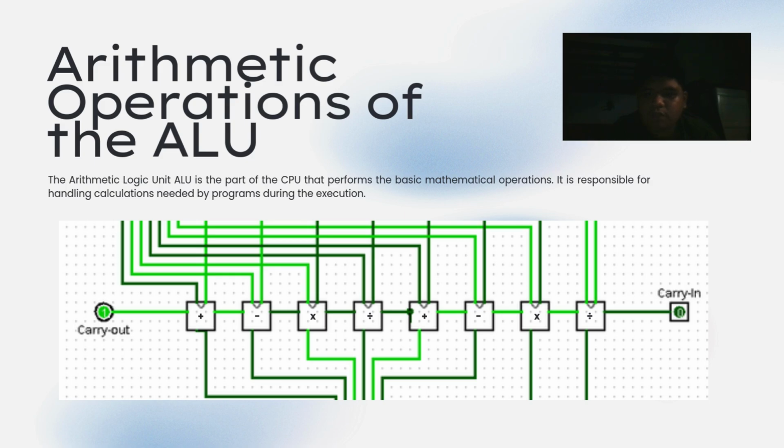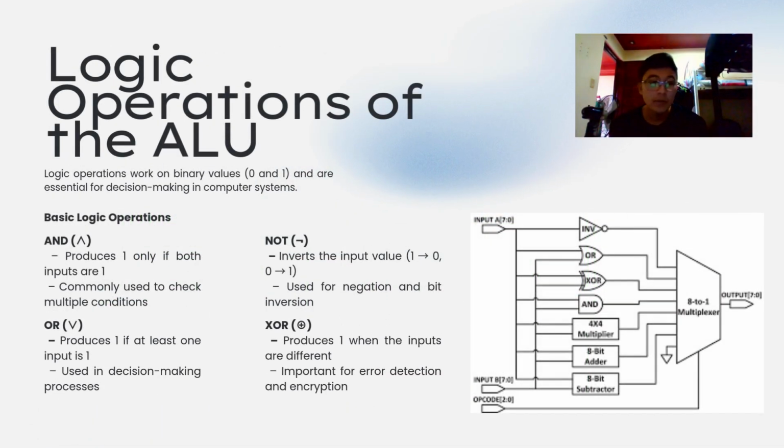And lastly, from my part, the arithmetic operations of the ALU. The arithmetic logic unit, ALU, is the part of the CPU that performs the basic mathematical operations. It is responsible for handling calculations needed by the program during execution. The ALU performs the arithmetic operations such as addition, subtraction, multiplication, and division. These operations are important because they allow programs to compute values and produce correct results during execution. And so, the logic operations of the ALU.